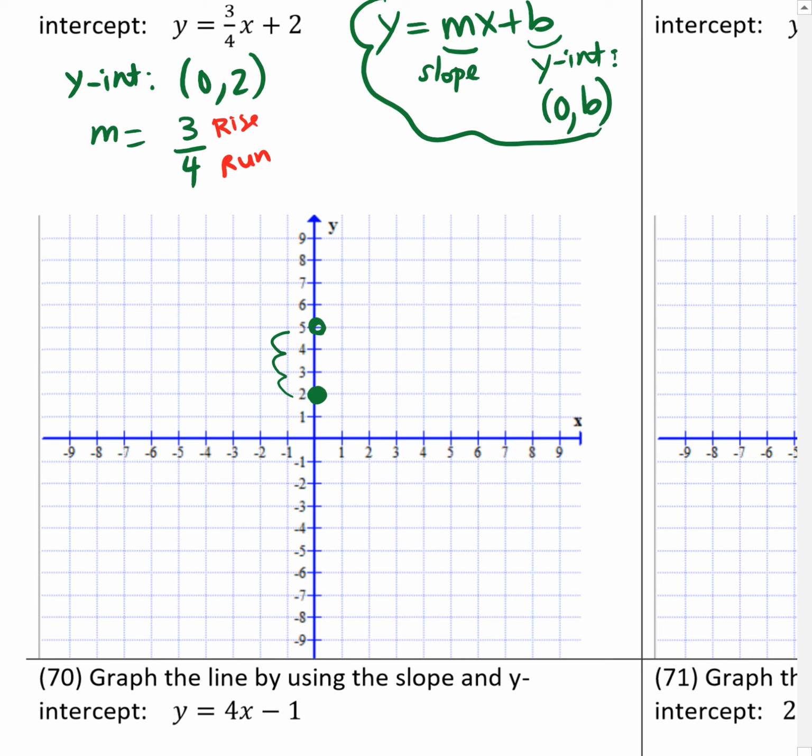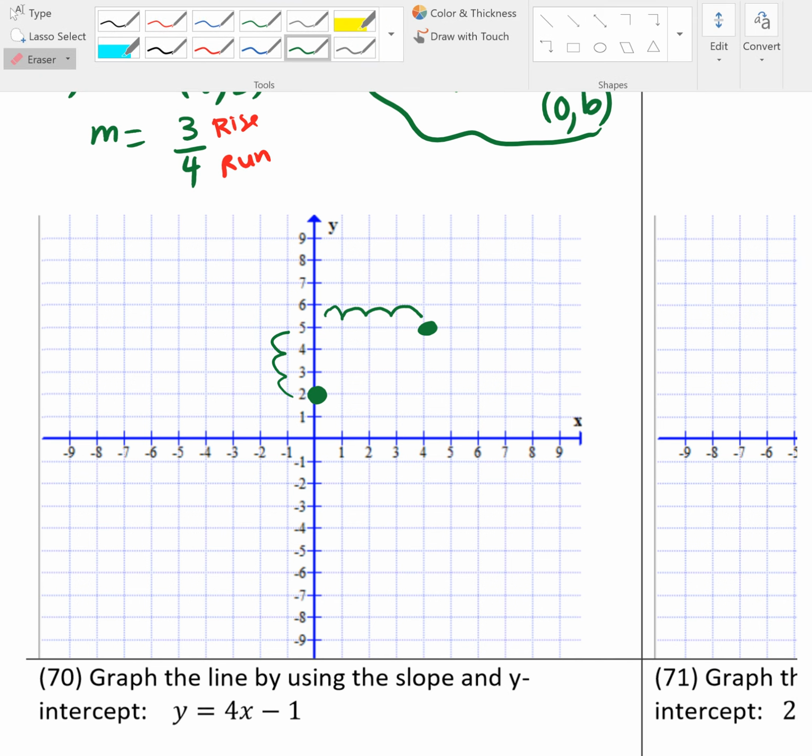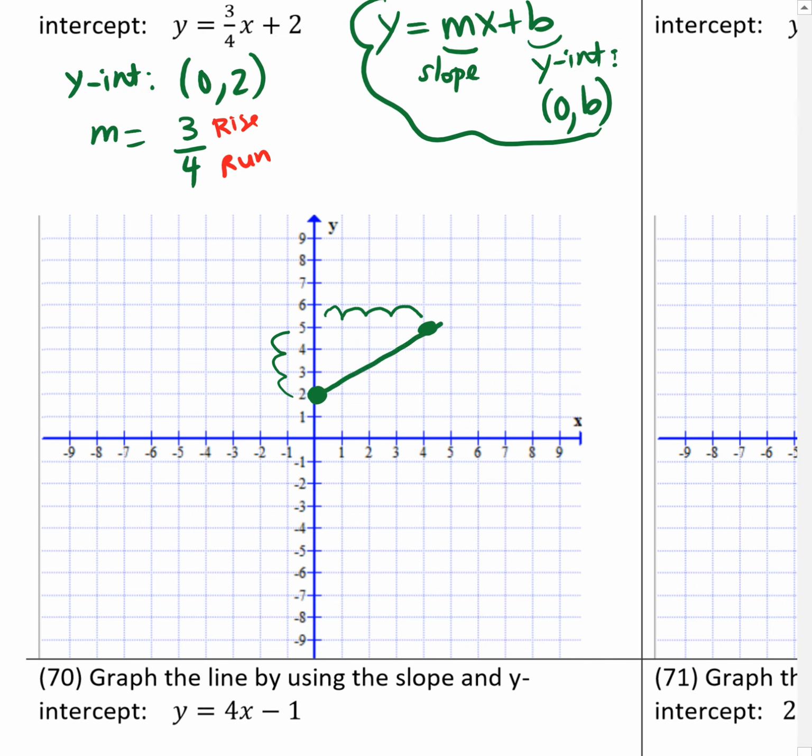But don't make a point yet. I'm going to erase that. You still have to run 4. So from there, I'm going to run. Positive 4 is to the right. 1, 2, 3, 4. I'd go to the left if it were negative 4. So there's my second point. I'm going to erase that other point. And now just connect those points.